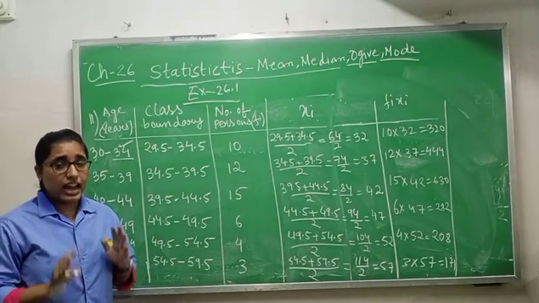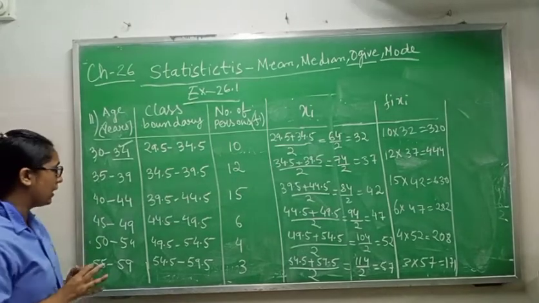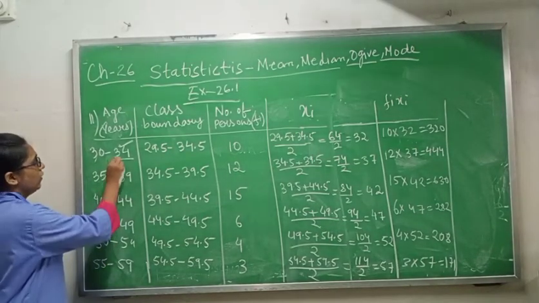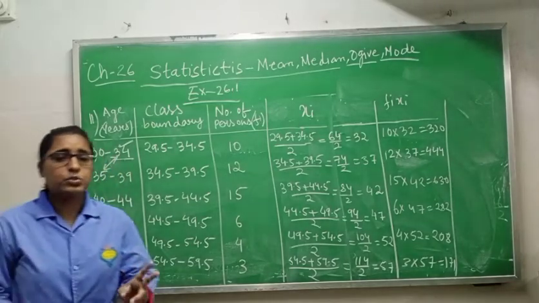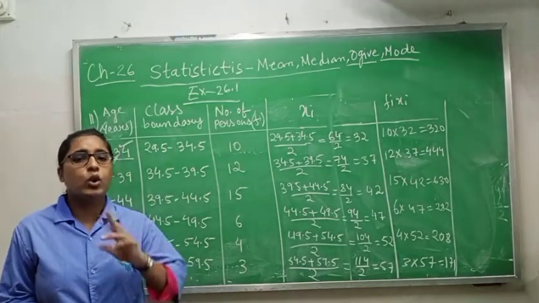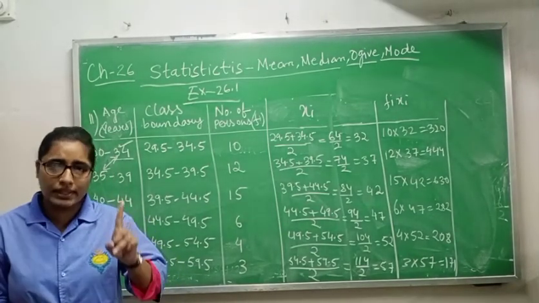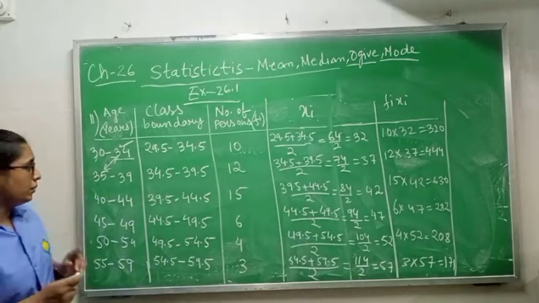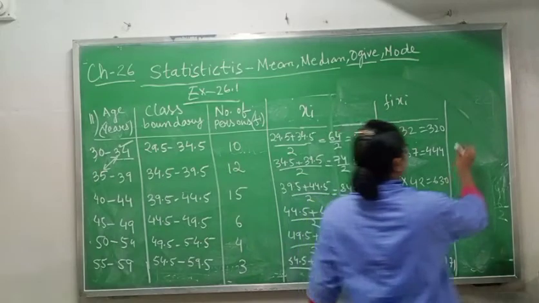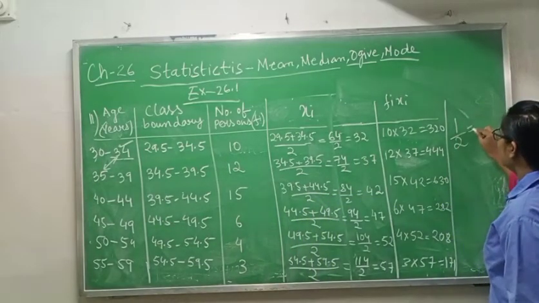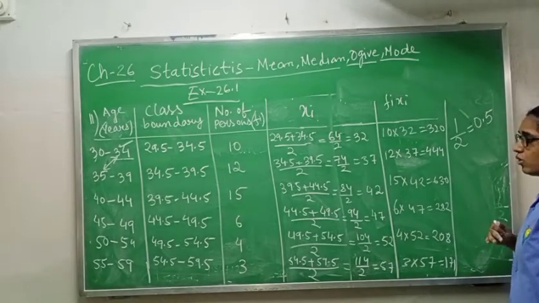How will you make it? In class 9 you have already done how to make it, but again I am showing you. What you will do in class 10? First you will subtract 35 and 34. When you subtract 35 and 34, what will be the answer? 1, because 35 minus 34 you will get 1. Half of 1 means 1 by 2. I am showing you here. Half of 1 means 1 by 2. You will get 0.5. Yes or no? Or you can say 0.5 also.